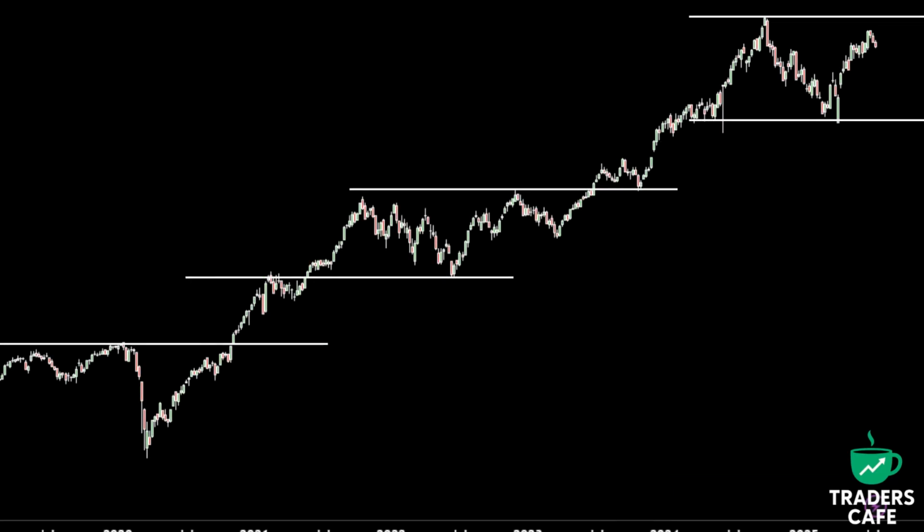Step 1. Identify key levels. Draw horizontal lines at recent swing highs and lows on your chart. These are your support and resistance zones.